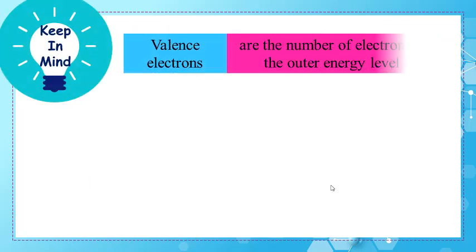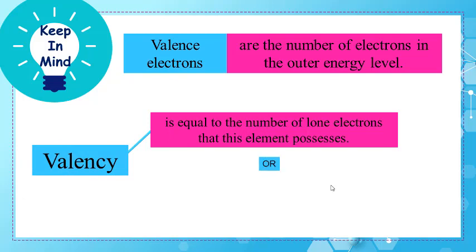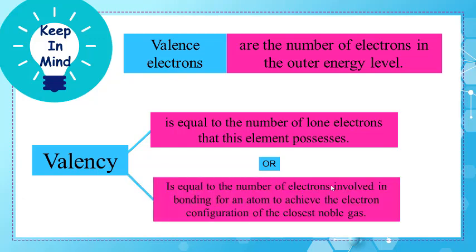So keep in mind, dear students, that valence electrons are the number of electrons in the outer energy level. And valency can be defined as the number of lone electrons that an element possesses, or is equal to the number of electrons involved in bonding for an atom to achieve the electron configuration of the closest noble gas.